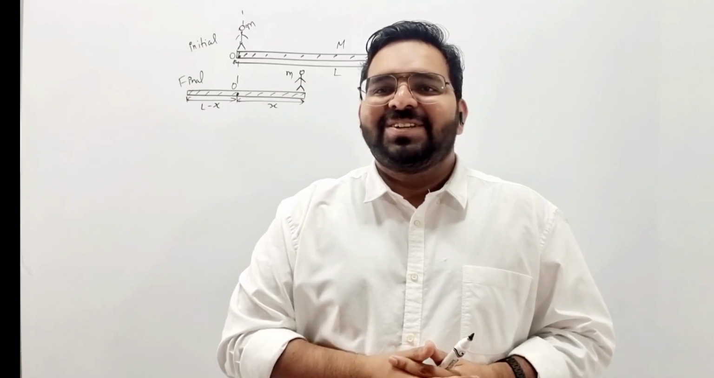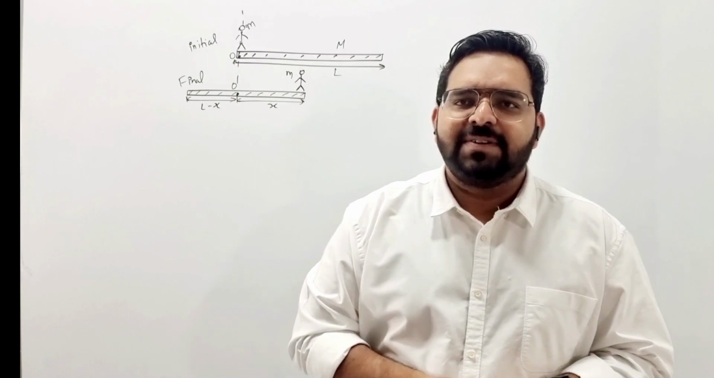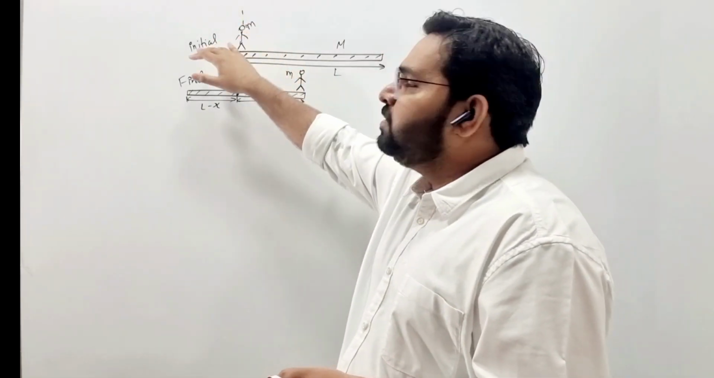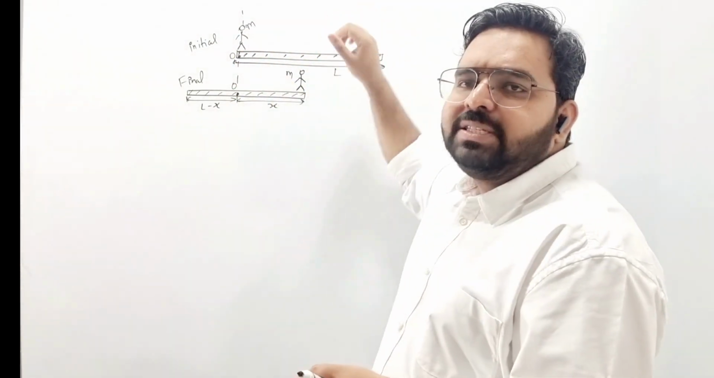Welcome everyone. Today we are going to discuss a very beautiful problem from center of mass. The problem itself is very simple. We have a frictionless surface and a wooden plank placed on this frictionless surface. The length of the plank is capital L, the mass of the plank is capital M.